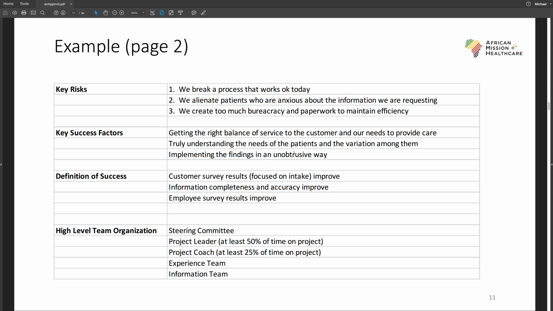Implementing the findings in an unobtrusive way is the third key success factor. We can't disrupt the operations of the hospital in our efforts to implement a new patient intake process. The definition of success is where we try to turn some things into metrics. Not everything can be turned into a metric, but clearly customer survey results, in particular if we have a baseline. Clearly, we can do audits of information completeness and accuracy, starting with a baseline before we make any changes, and then comparing it to after the project to see if we actually are receiving more complete and accurate information.